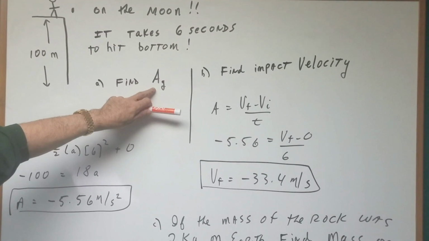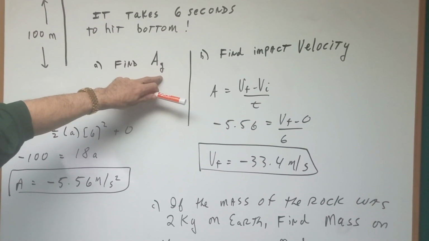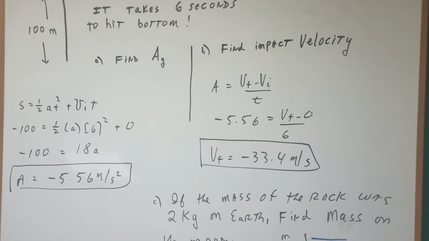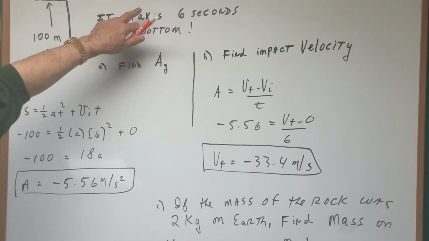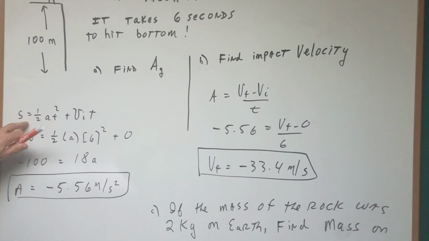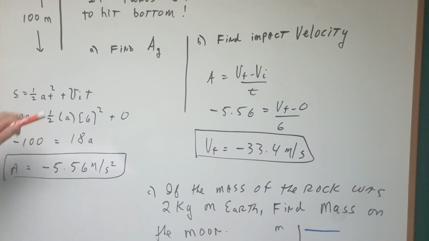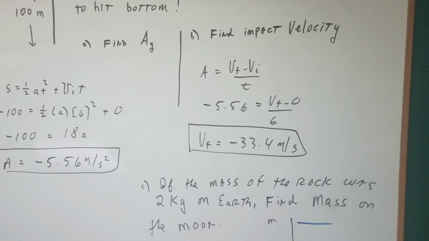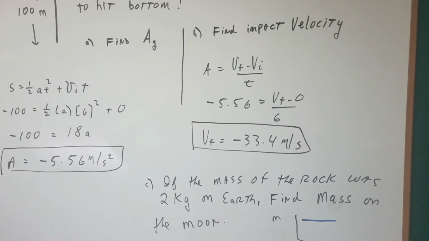What I want to do is to find the acceleration due to gravity. We all know on Earth it's negative 9.8 meters per second squared, but that's not true if you're on the moon. The first thing we're going to do is write down the distance formula. S, the distance, is 1/2 at squared plus v initial t.